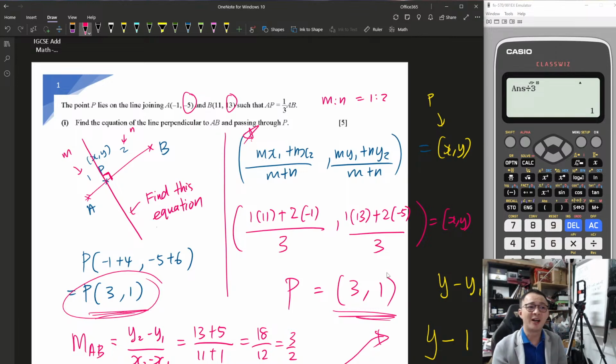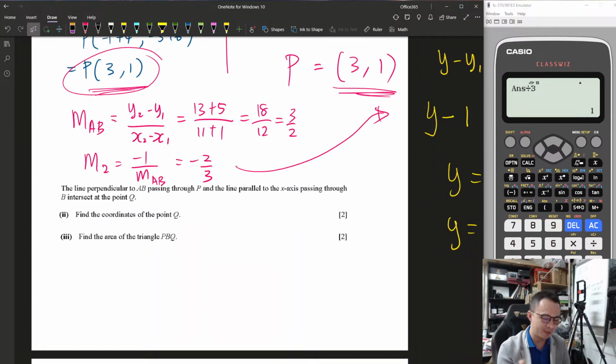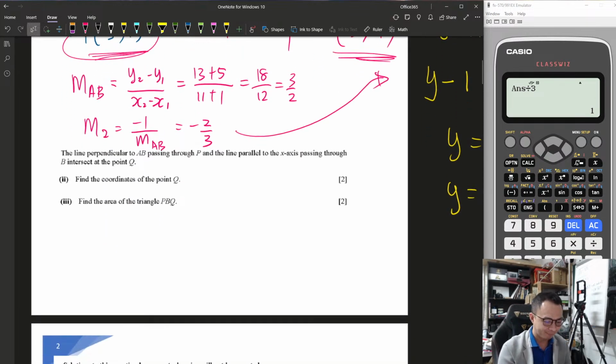So this is the reason why the line we're trying to find here is perpendicular to AB. We need to know the gradient for this line, and at the same time, it passes through P, so you need to know the coordinate of P. So yeah, it's not too bad. Unless you have no idea what perpendicular is, no idea how to form the equation, and no idea how to find the gradient, then it might be hard for you. But all this is just about formulas, so normally most students can do it.